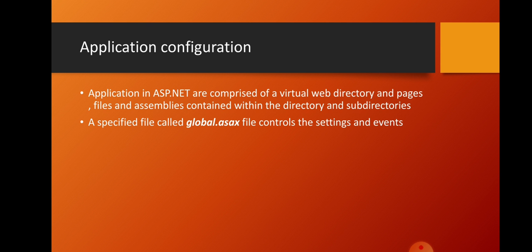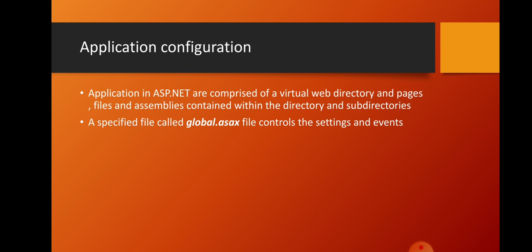Here in our ASP.NET application, the application consists of the following: a virtual web directory and pages, files and assemblies contained within the directory and subdirectories. The virtual web directory, next the pages, that is web pages, next supportive files, next header files. They are all contained inside the directory and subdirectories of the application.